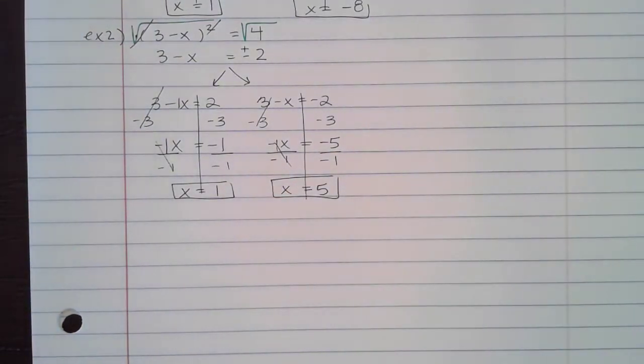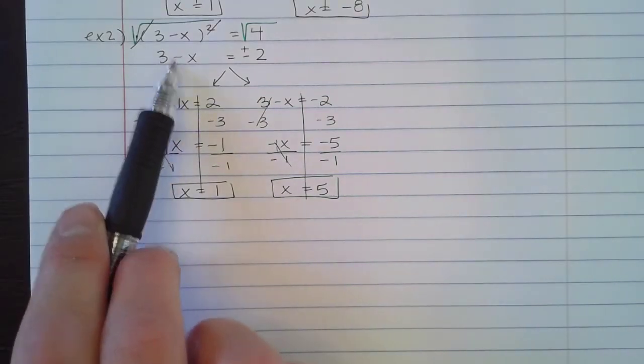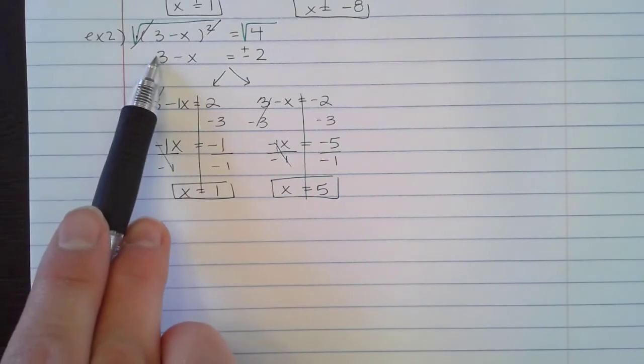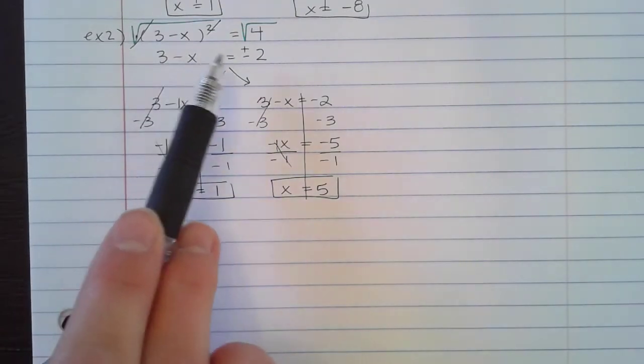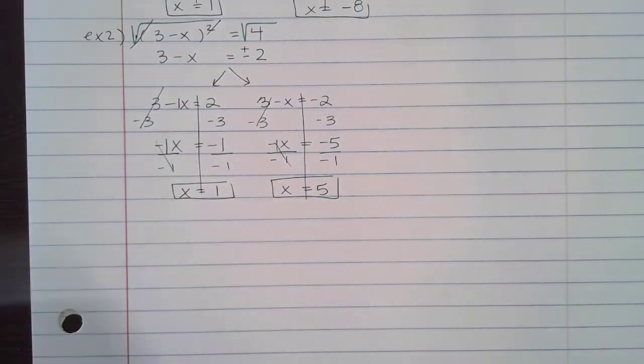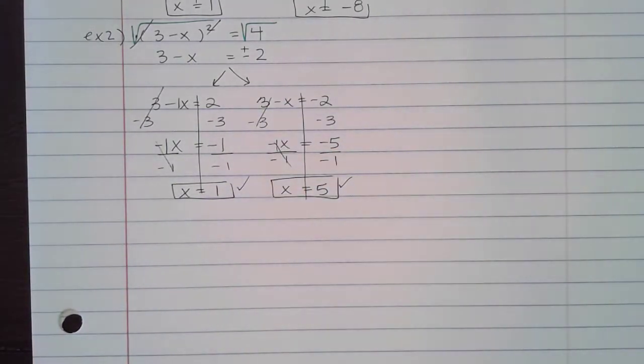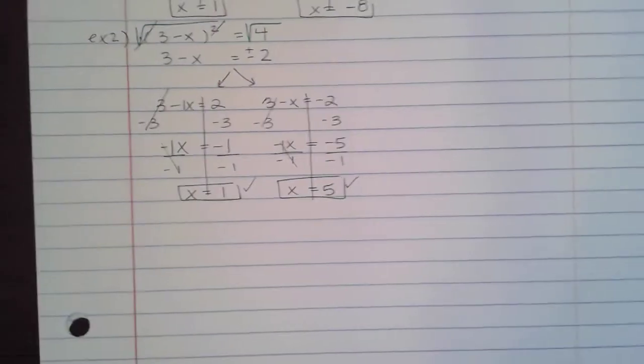Does that make sense? Let's triple check. X minus 1 is positive 2. Nice. 3 minus 5 is negative 2. So we're good to go. Both of those answers check out. You want to make sure you mentally check it in your head. And those would be your two answers.